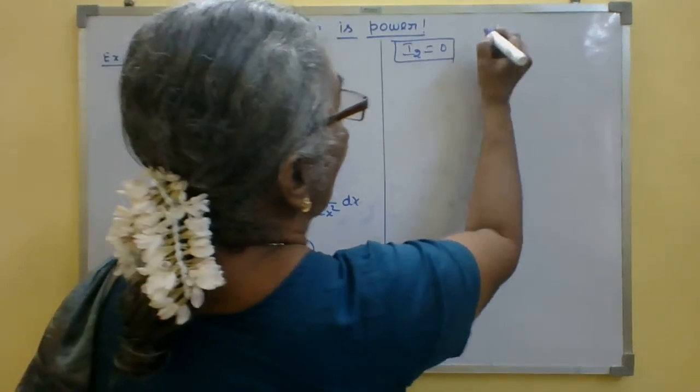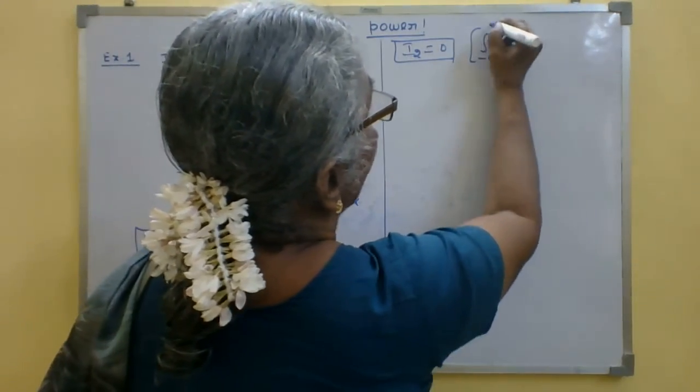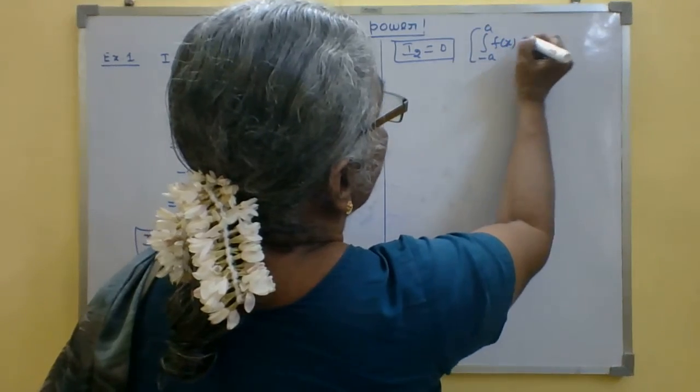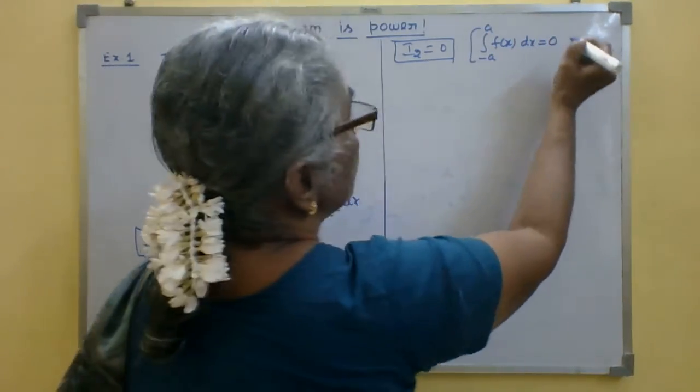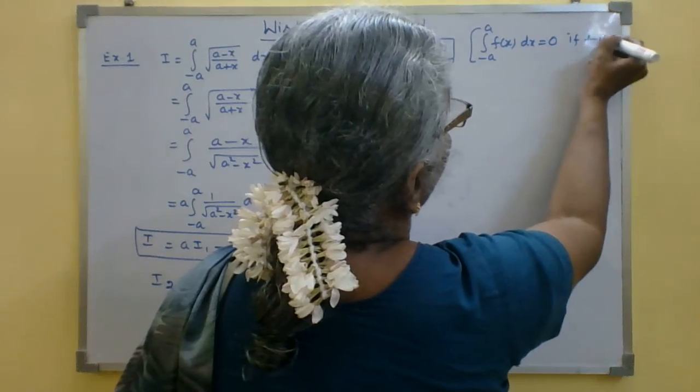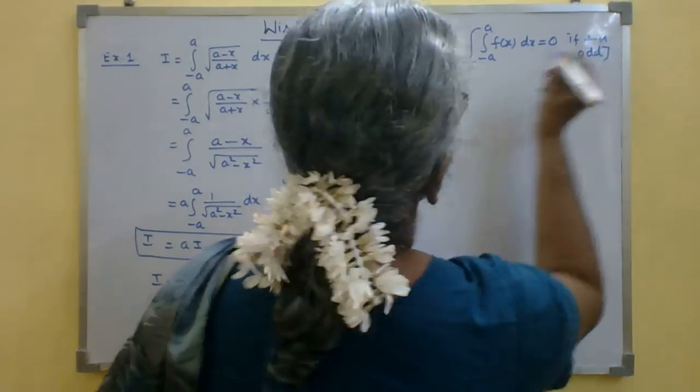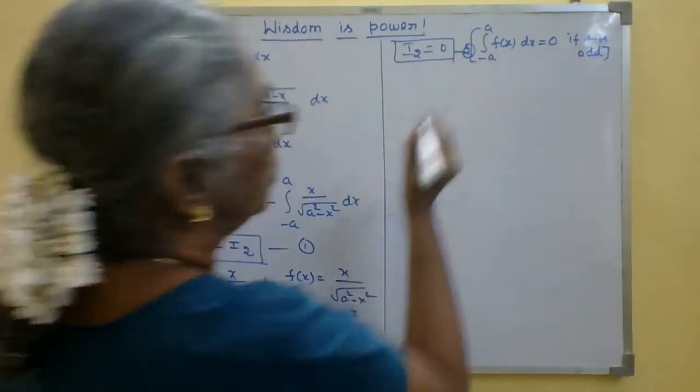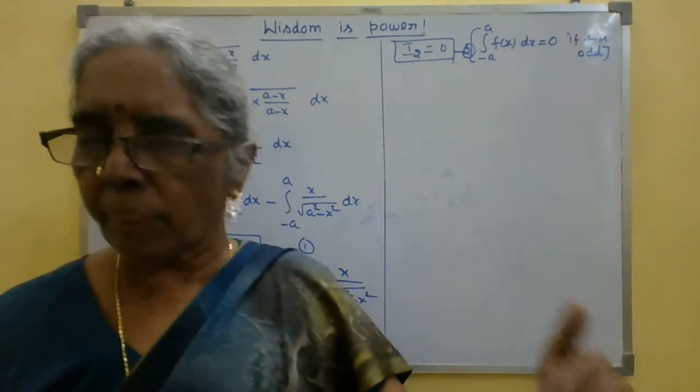You can write the property. What is the property? Integral from minus a to a of f of x dx is equal to 0 if f is odd. I will mark this as 2 and keep it. This is one part of my answer.